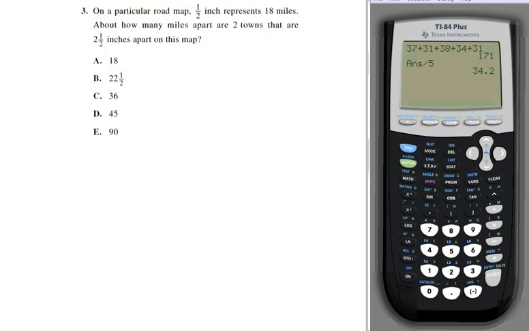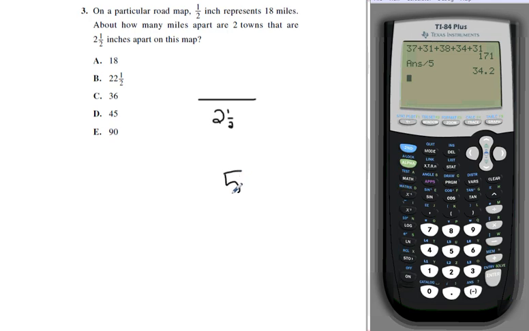Number 3, on a particular road map, 1/2 of an inch represents 18 miles. About how many miles apart are 2 towns that are 2.5 inches apart on this map? All right, so depending on how comfortable you are with fractions and with problems like this, you may want to skip this one and come back to it. One thing that can make you a little bit more comfortable is when in doubt, draw it out. So I would draw something that represents 2.5 inches. Okay, and then thinking about this, we want to know how many of these 1/2 inches are there in 2.5 inches. Okay, so there's 5 of them.